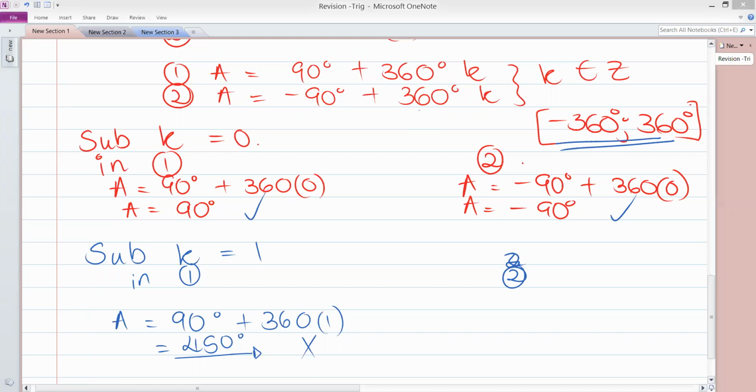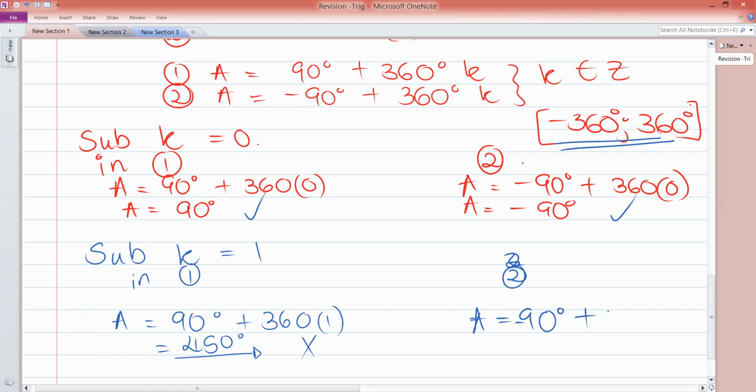Okay. Then for the second equation, negative 90 degrees plus 360 multiplied by 1. What answer are we going to get here? This is going to be 270 degrees. 270 degrees, is it within our range? Yes, it is. It is between negative 360 and 360. So we have 3 solutions so far.